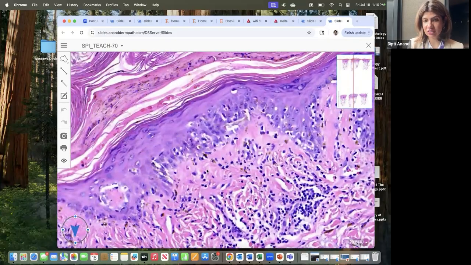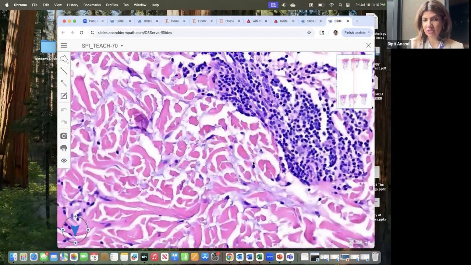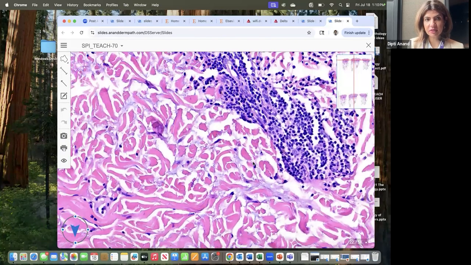So you can see vascular alteration. There's actually a very thick basement membrane in here. Okay. And then there is very nice mucin in this slide. So that's chronic discoid lupus.